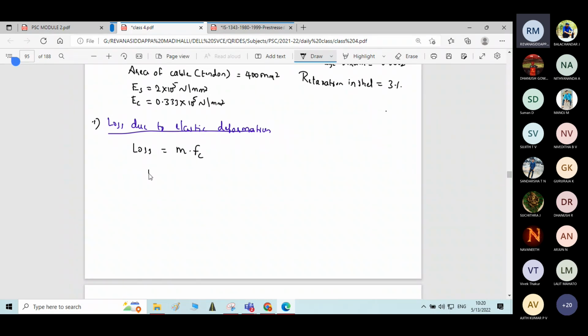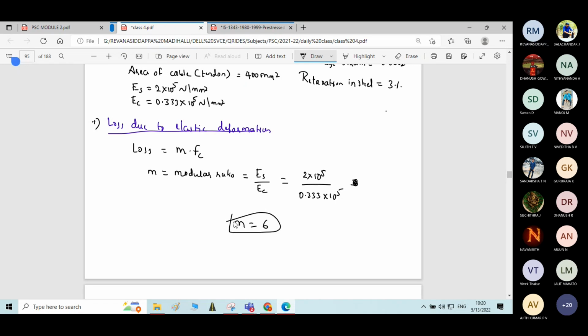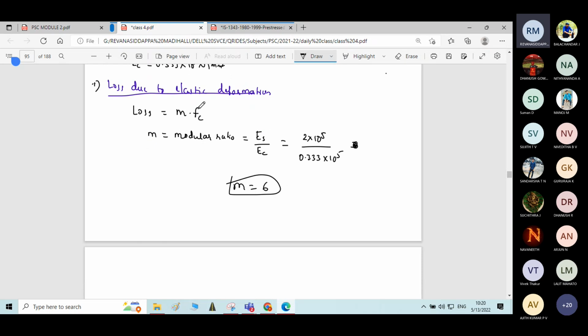Where m is nothing but the modular ratio, which is the ratio of modulus of elasticity of steel to that of modulus of elasticity of the concrete. Both are given. Es is 2 into 10 power 5 and Ec is given as 0.333 into 10 power 5. By this you will get the modular ratio. How much will we get for m? You check the answer, you will get it as 6. m is equal to 6. Then we got m, we need fc.